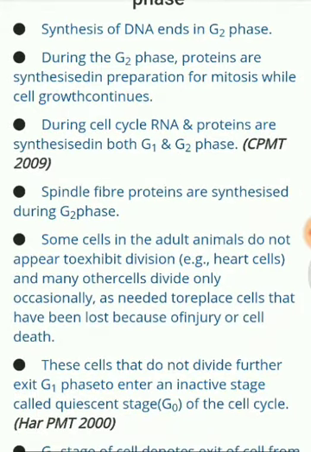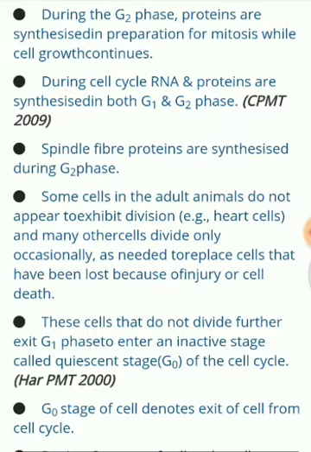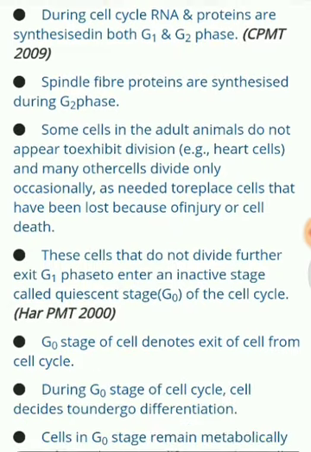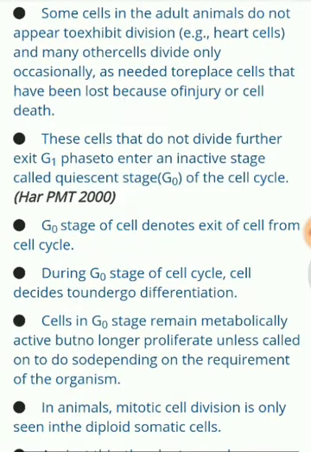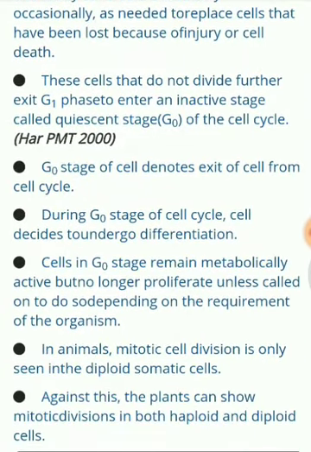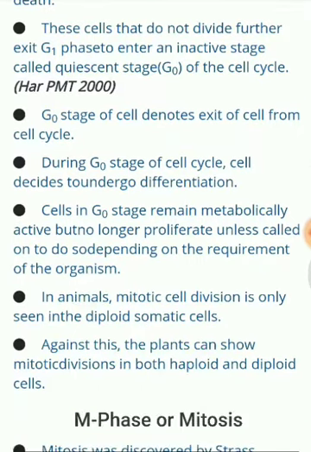Some cells in adult animals do not appear to exhibit division, for example heart cells. And many other cells divide only occasionally, as needed to replace cells that have been lost during injury or cell death. These cells do not divide further and exit G1 phase to enter an inactive stage called the quiescent stage, G0, of the cell cycle. The G0 stage of the cell denotes exit of the cell from the cell cycle. During G0 stage, cells undergo differentiation. Cells in G0 phase remain metabolically active but no longer proliferate unless called on to do so depending on the requirement of the organism.